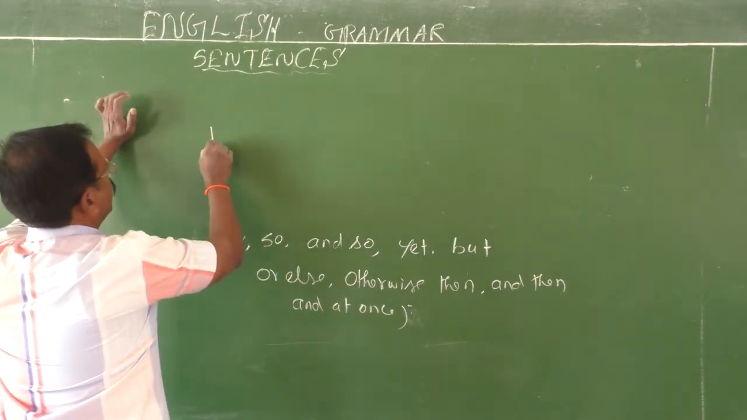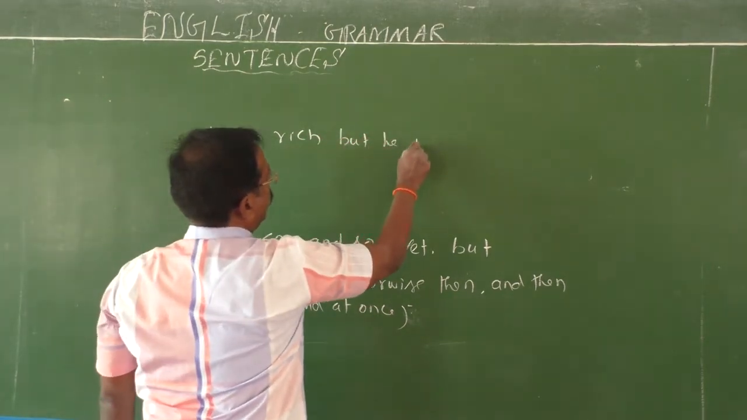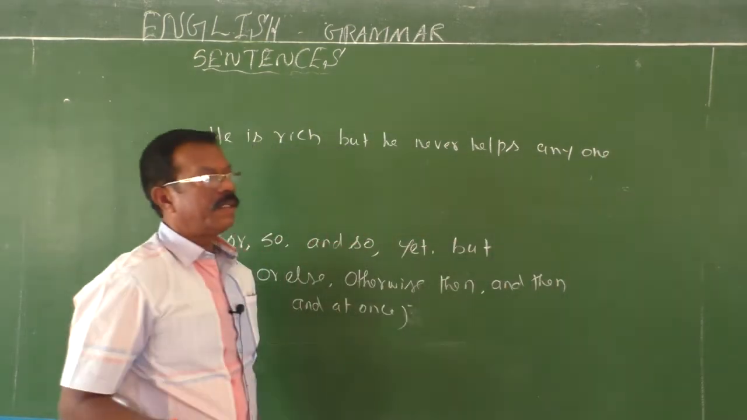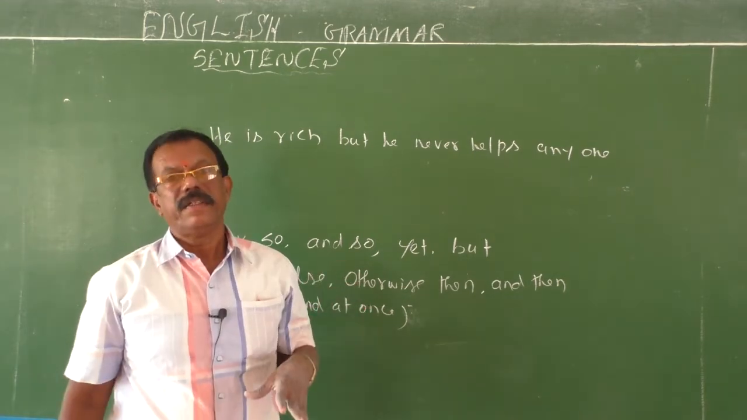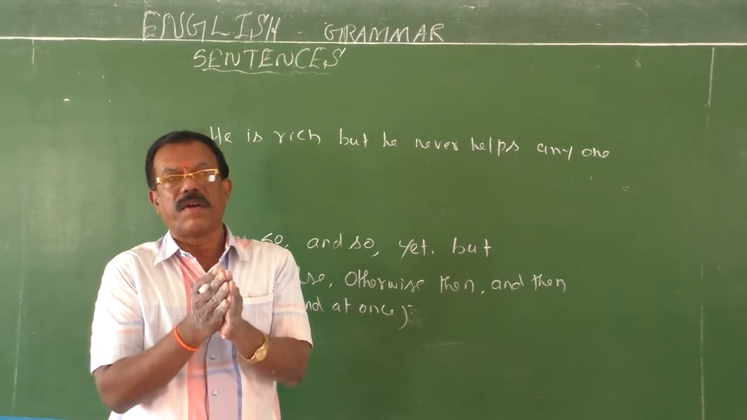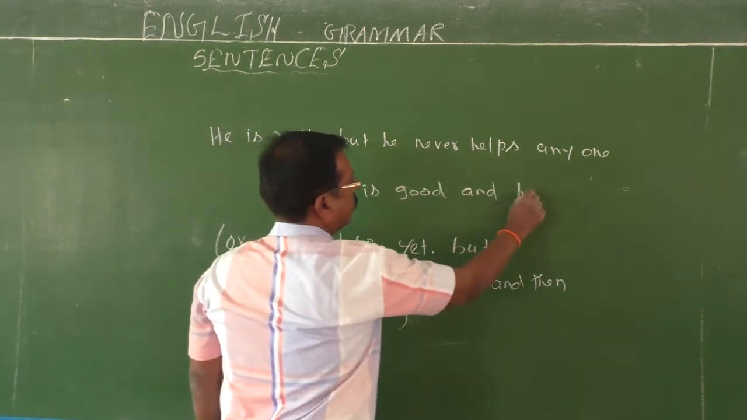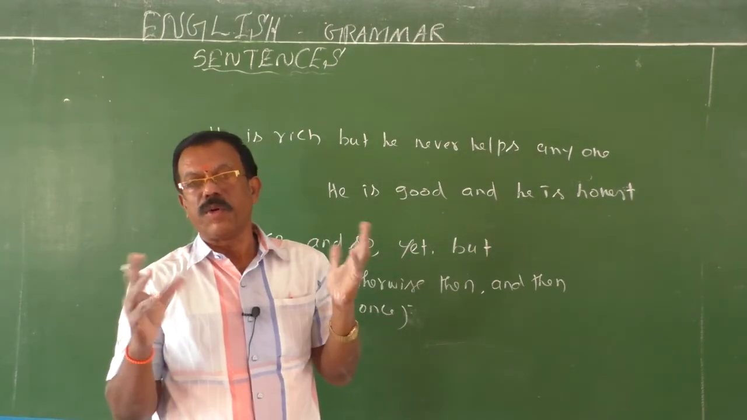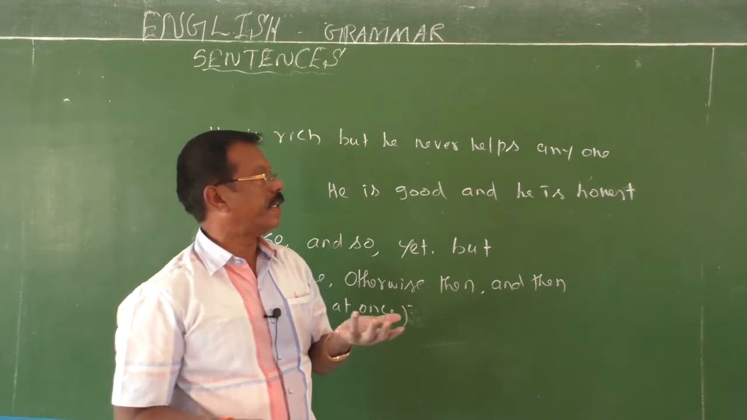Yet he is rich, but he never helps anyone. See this example. When you like to join two independent clauses of the same idea, when two independent clauses convey the same idea, then they can be connected by using the coordinating conjunction and. See, he is good and he is honest. He is honest and he is clever. So when both the clauses convey the same idea, then they can be connected better by using the coordinating conjunction and.